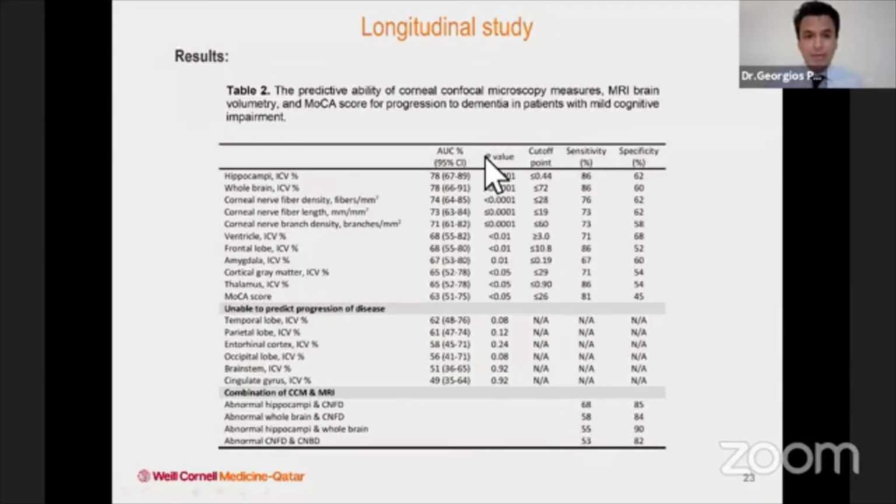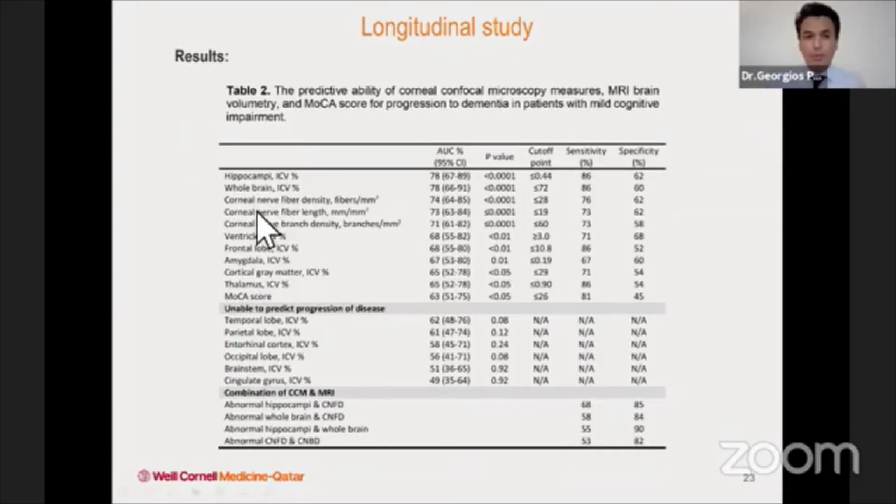Anyways, looking at our example here, we see that hippocampus had a very high area under the curve, 78%, and it says with the intracranial volume percentage, because we adjusted for the cranial size and not just the volume of the brain, we see that anything lower than 0.44% or equal to that has a high sensitivity, 86%, and a low to moderate specificity.